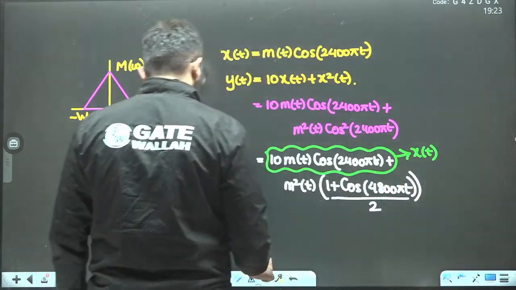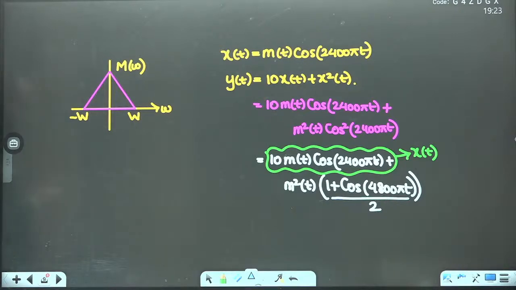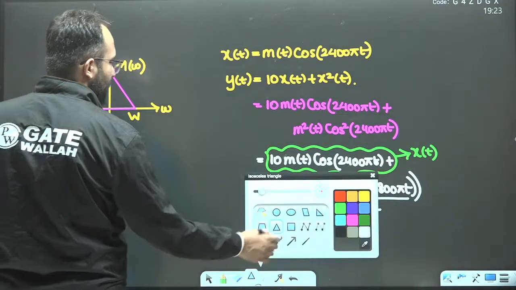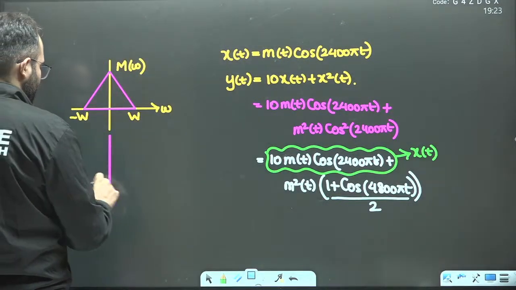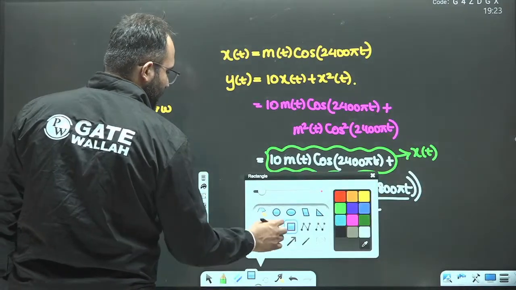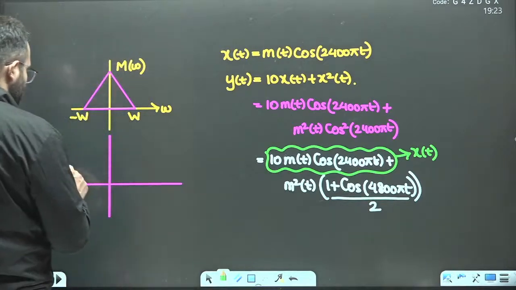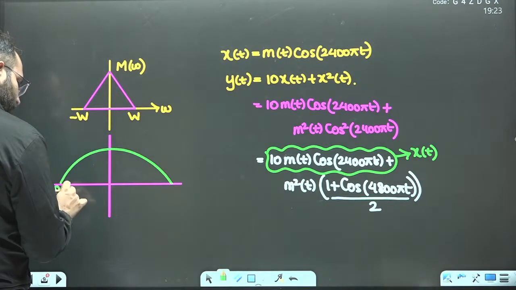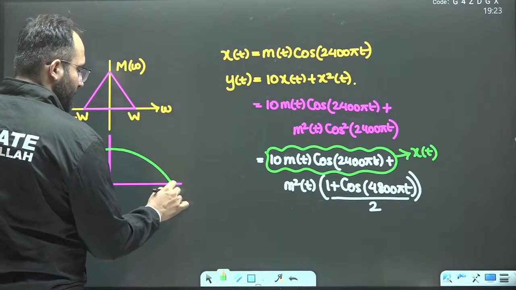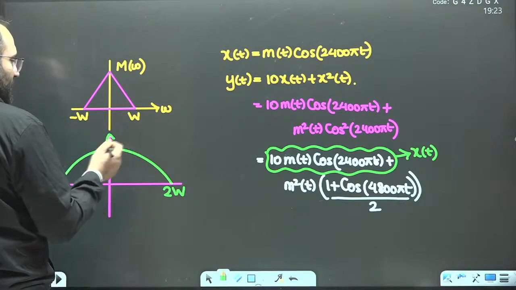Now we can see that, dosto, when m(t) has bandwidth W, then m square t will have bandwidth 2W, right? It will be something like this. This will be the Fourier transform of m square t.